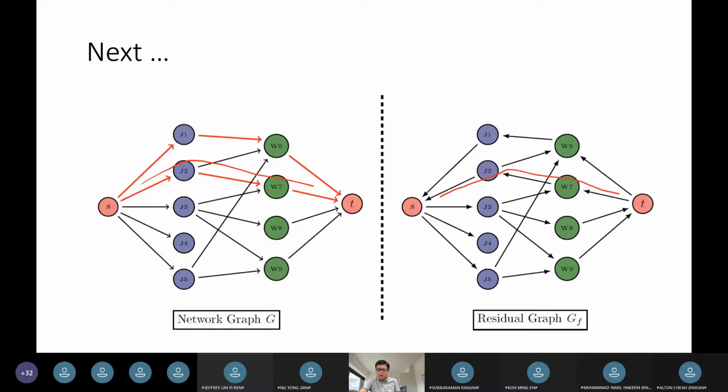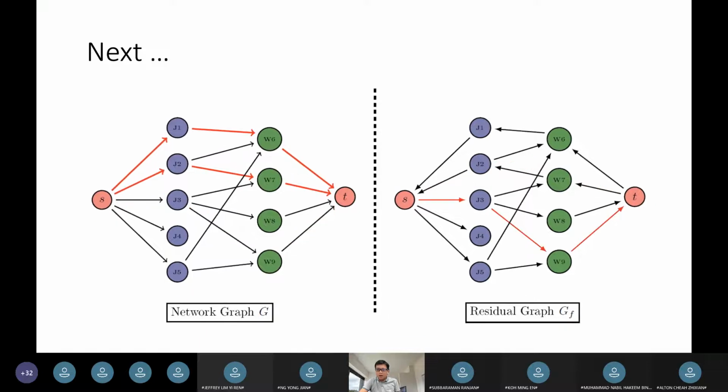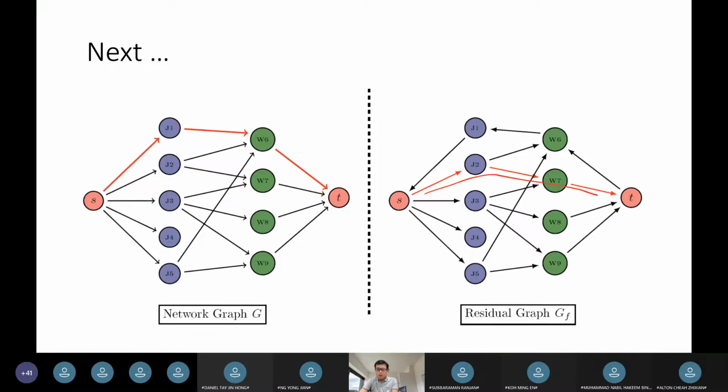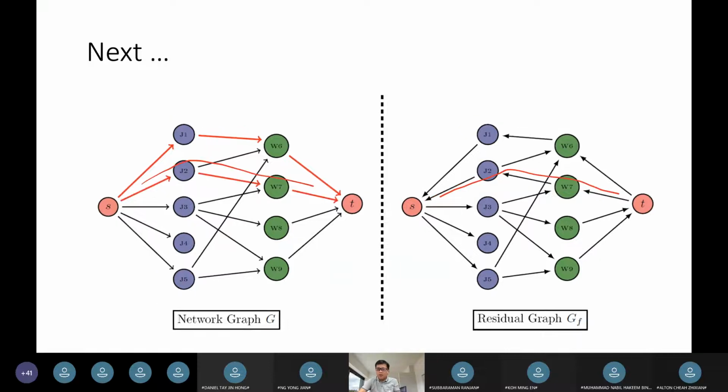We reverse the direction. Originally it is like that, then we reverse it. Then we continue.